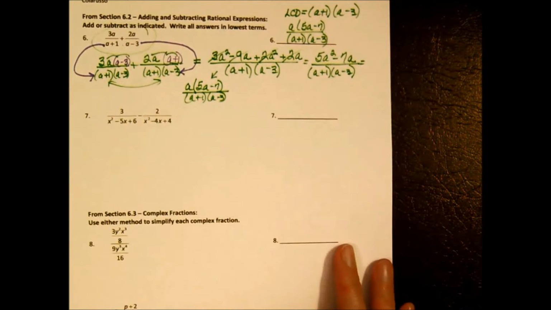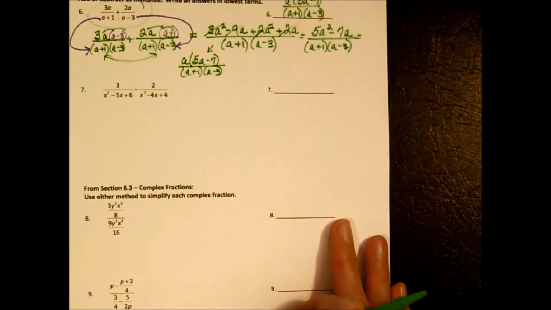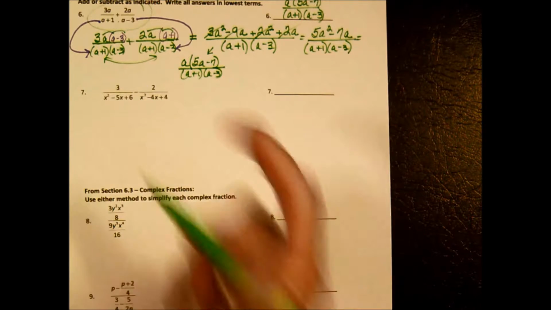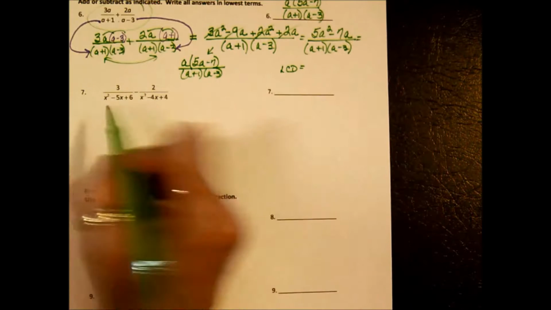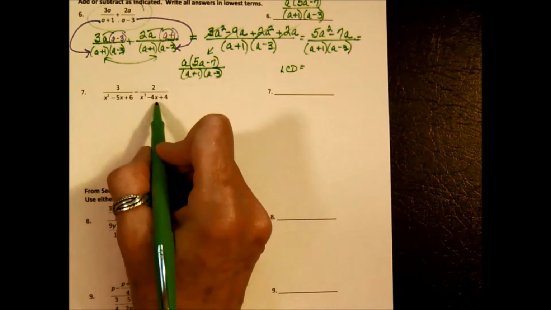All right, looking at number 7, it's another one where this time we're subtracting. But in order to know what my LCD is, in this case, I have to factor my denominators so that I can see what I have.